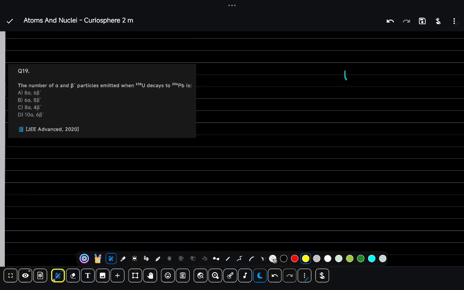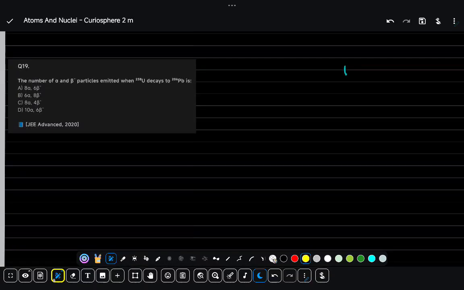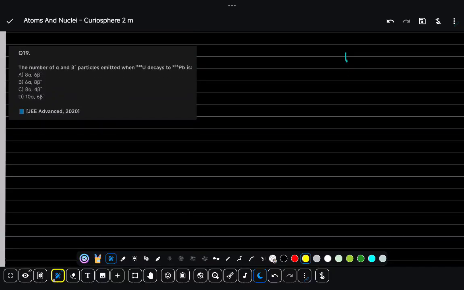Okay, now let's move on to the 19th question. It's very easy. If it's a live class, you guys have to solve it and I won't, because it's a very easy question. Number of alpha and beta particles emitted from uranium-238 to lead-206. Now, forget about uranium, lead and all. The mass number is changed from 238 to 206. What is the difference?